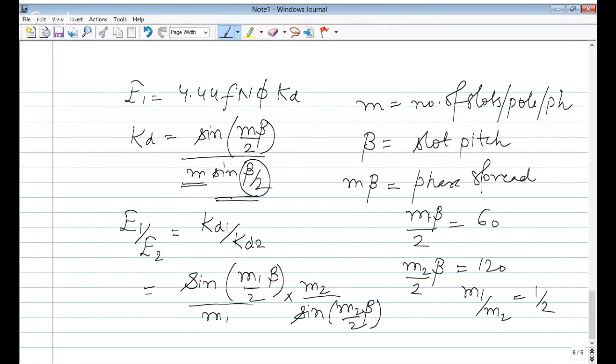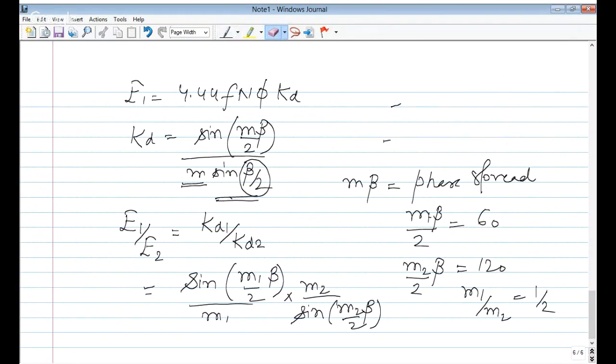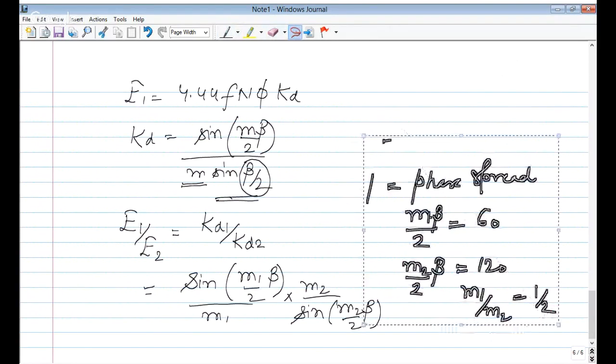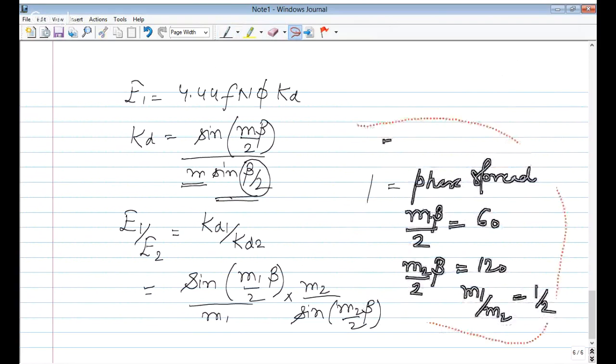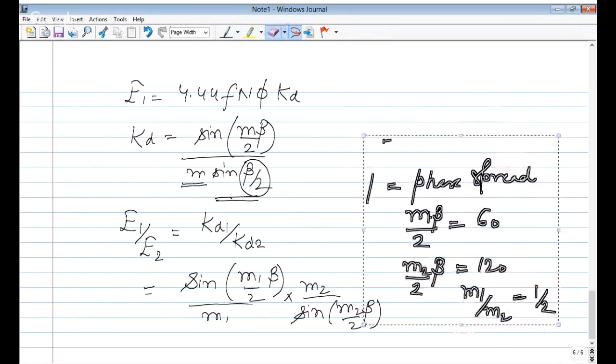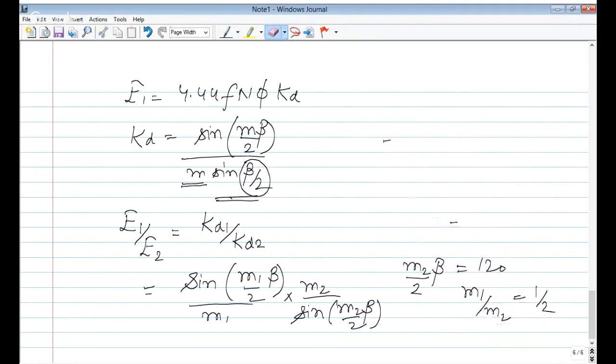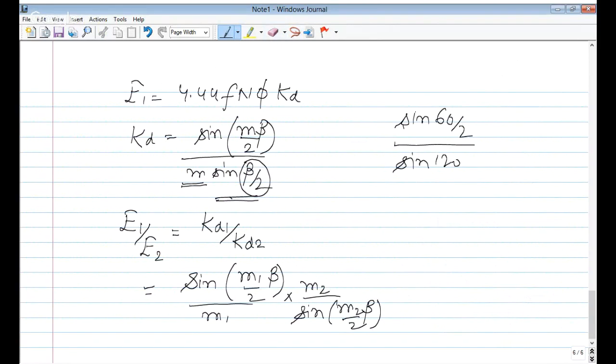So how much will it come out to be? Sine 60 by 2 by sine 120 by 2, and m2 by m1 will be 2 because m1 by m2 was half. So sine 30 upon sine 60 into 2.